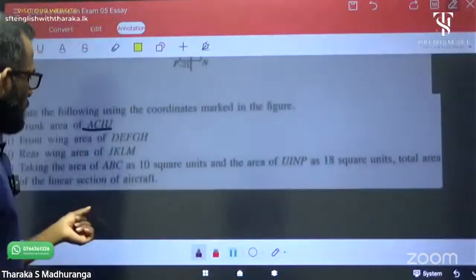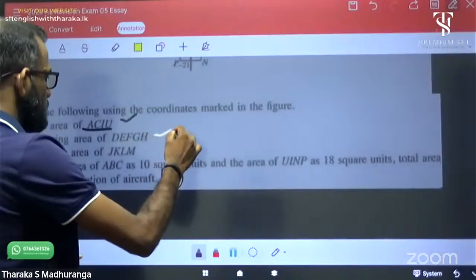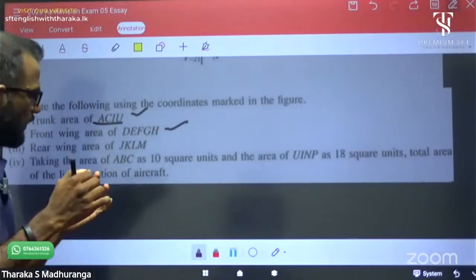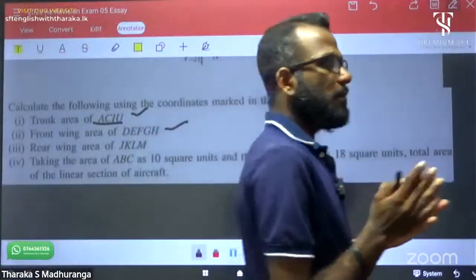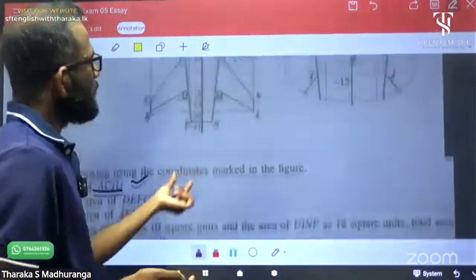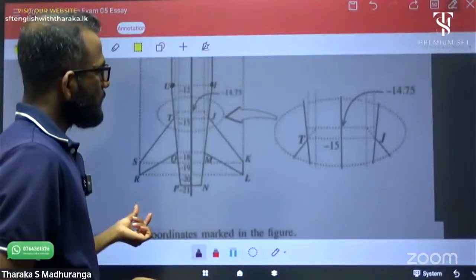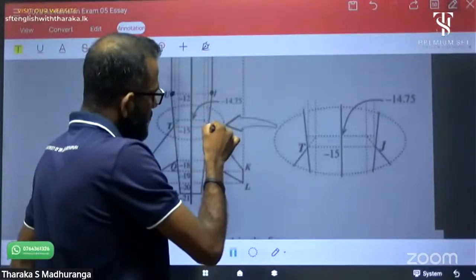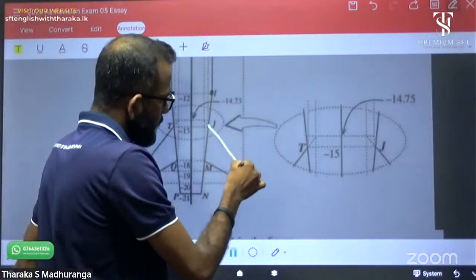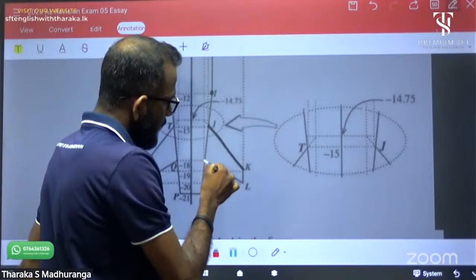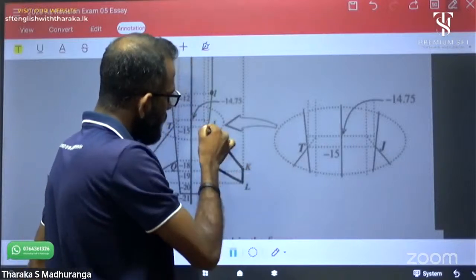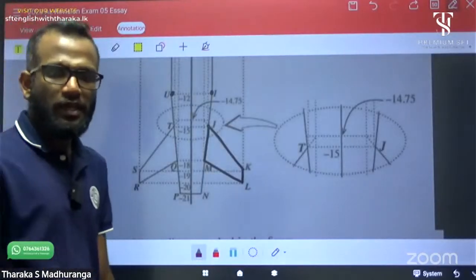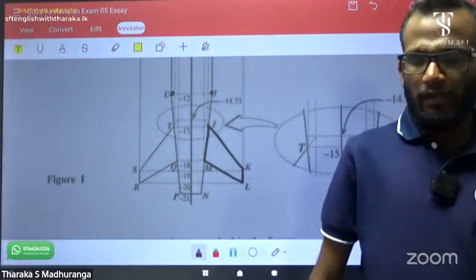Okay, let's move into question number three, first one done, second one done. The rear wing area of JKLM. Yeah, this is a JKLM. The small wing area. Yeah, this one, JKLM.